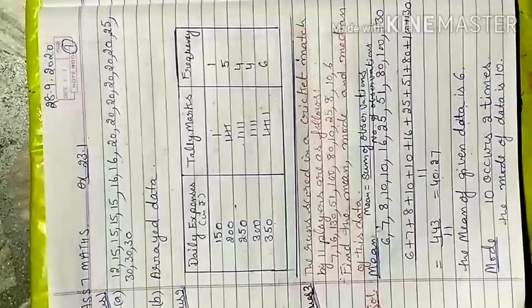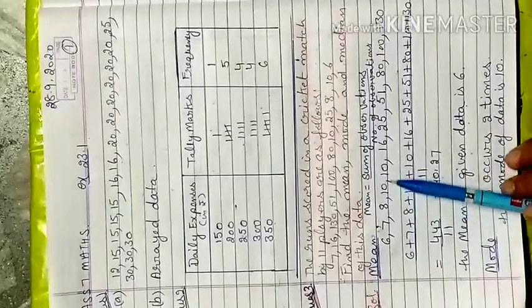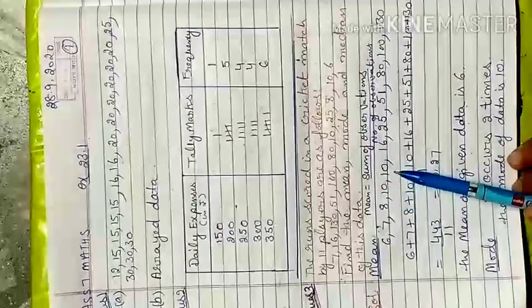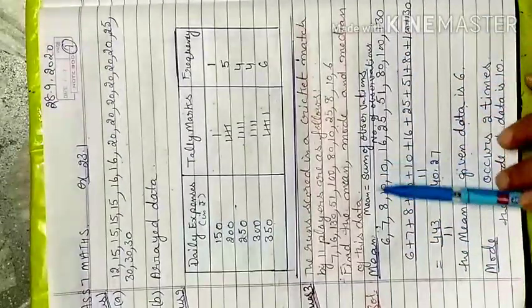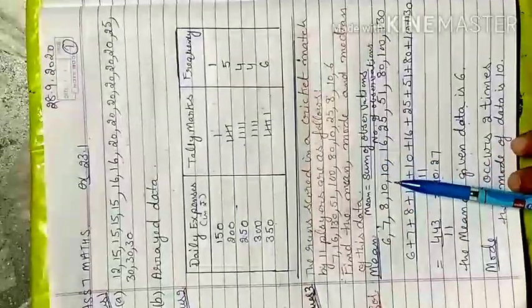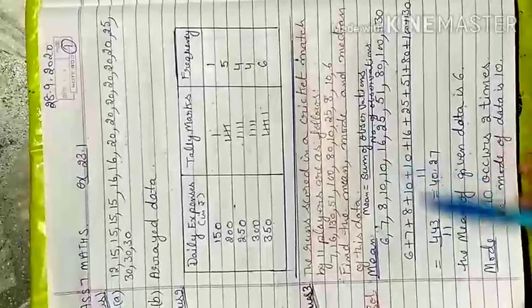Now what about the mode? Mode means which number is repeated the maximum number of times. So here this 10 is repeated 2 times and all other numbers are repeated only 1 time. So the maximum number of repetition is for 10. So in this data your mode will be 10.